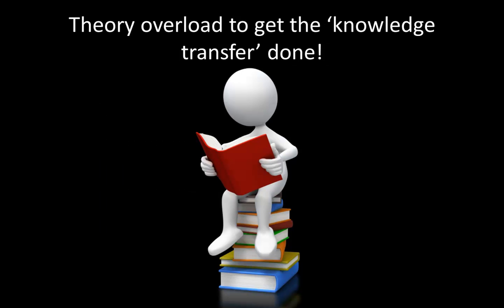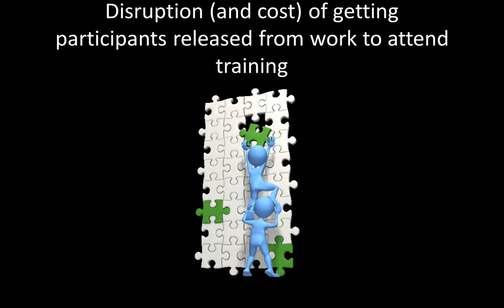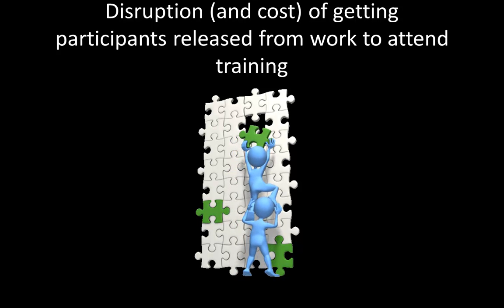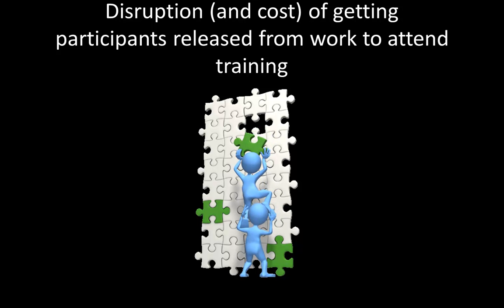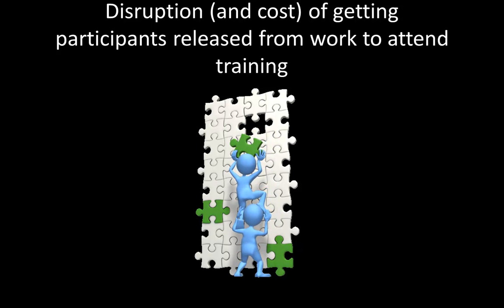It's a theory overload, what they call knowledge transfer. Try and get as much done, because to release people to go and attend the training is difficult enough. So try and get as much in as possible. Hundreds of slides. Disruption and cost of getting participants released from work to attend. With fewer people doing more and more work, it's becoming very, very hard to get people released for training.